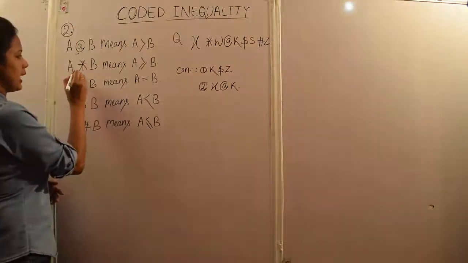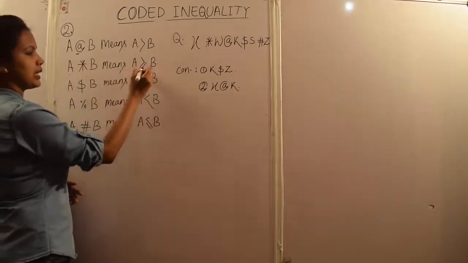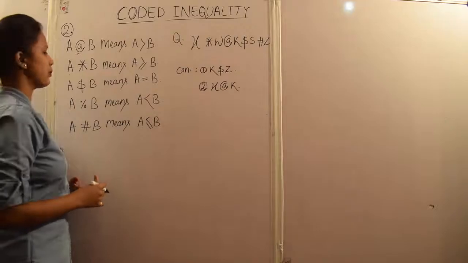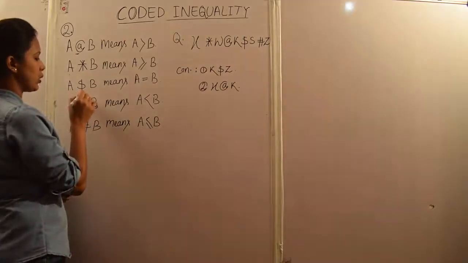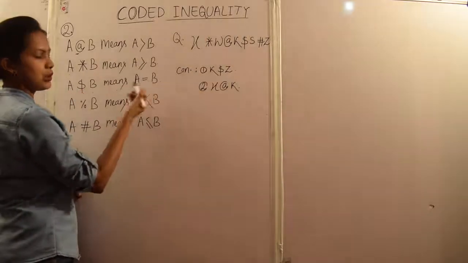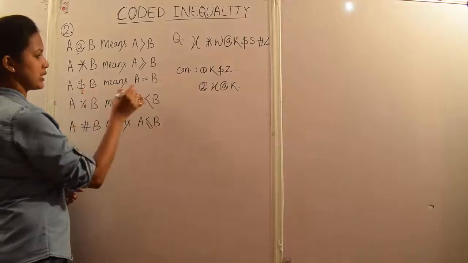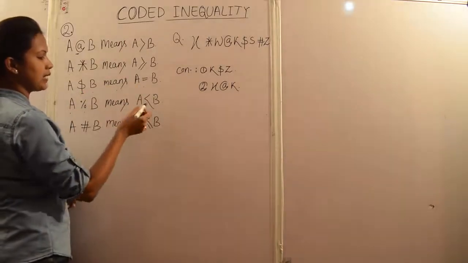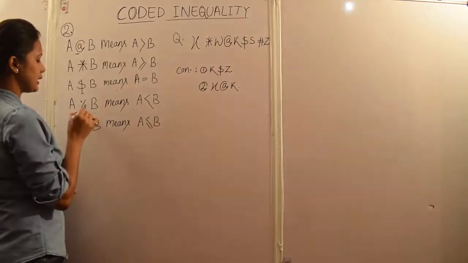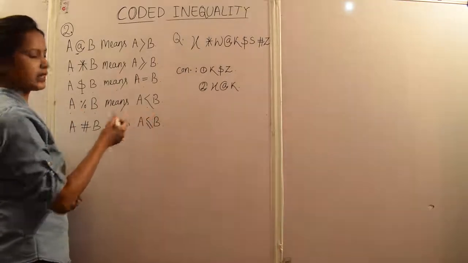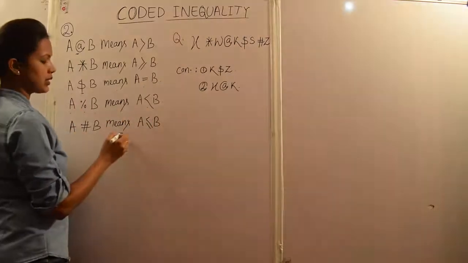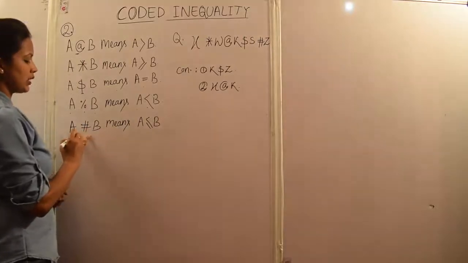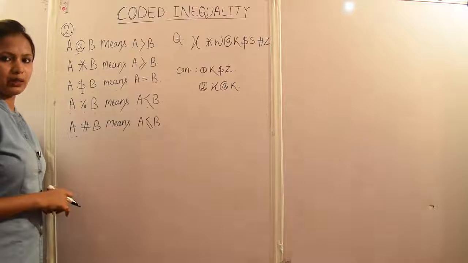Then the second one is A*B means A is greater than equal to B. That means star represents the greater than equal to symbol. Then the third one, A$B means A is equal to B. That means dollar represents the is equal to symbol. Then the fourth one is A%B means A is less than B. That means the percentage symbol represents the less than symbol. Then A#B means A is less than equal to B. That means we can replace the hash symbol with the less than equal to symbol.